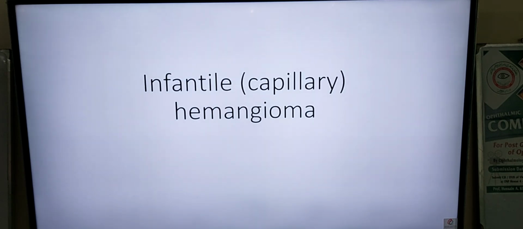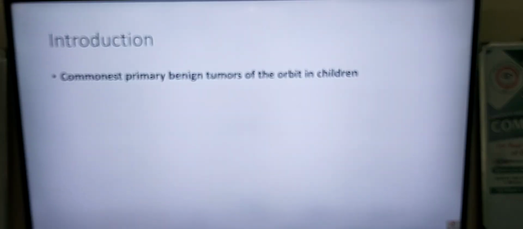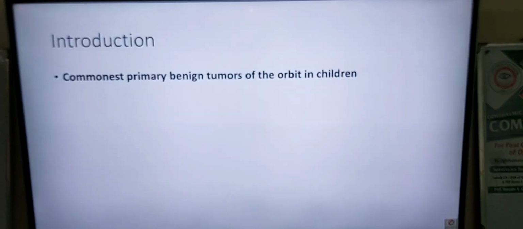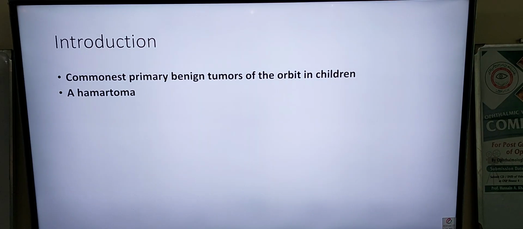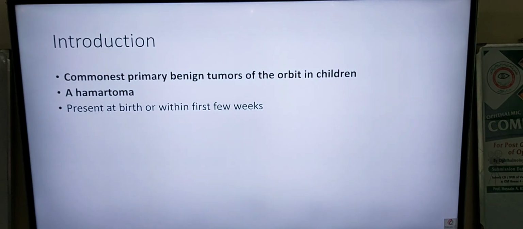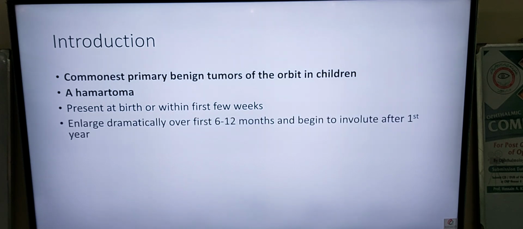The third lesion is infantile or capillary hemangioma. These are the commonest benign primary tumors of the orbit in children. It is again a hematoma. Usually it is present at birth or manifests within first few weeks of life.